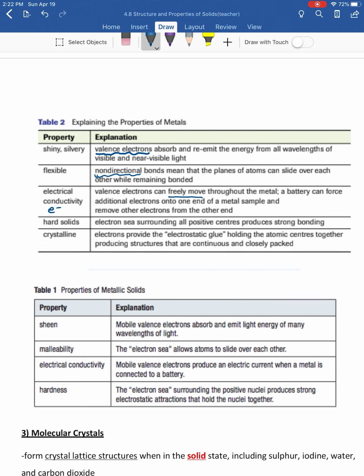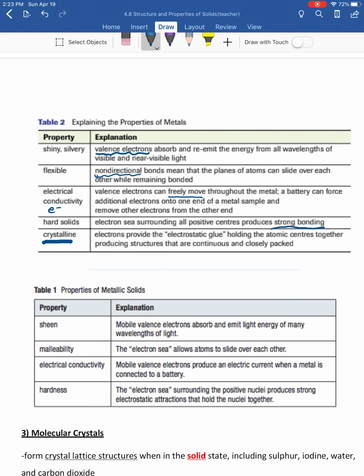They're hard because there's a lot of additive strong bonding. You still have negative and positive charges holding things together. The sheer number of negatives, those electrons moving in the sea, and the positively charged nuclei, that's what makes it strong. And it's crystalline because there's still a dense center, and those electrons are still stuck with the nucleus. They're not allowed to just go off. All right, so those are important properties of the metals.